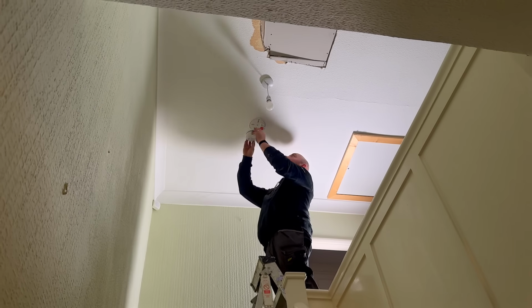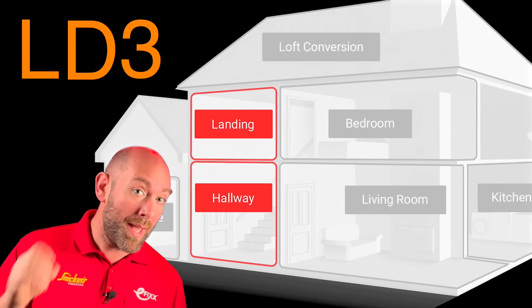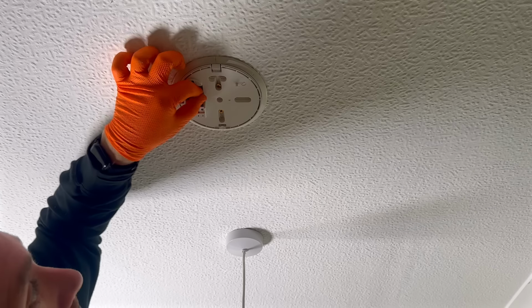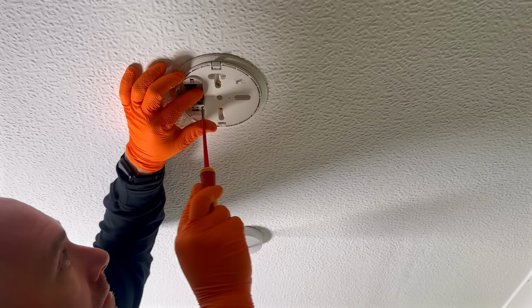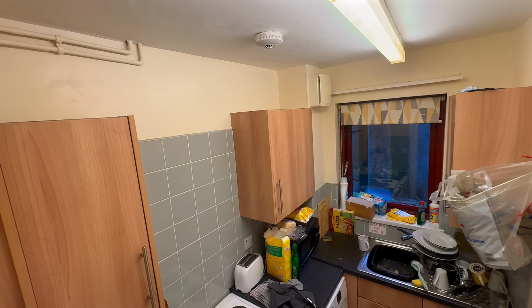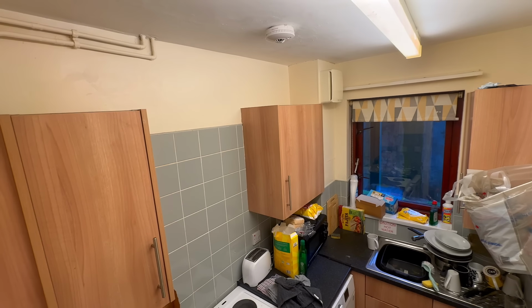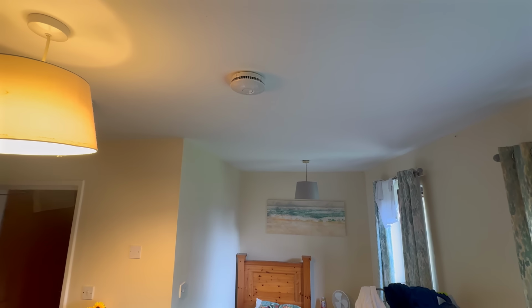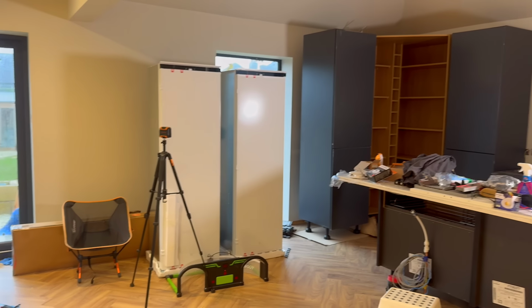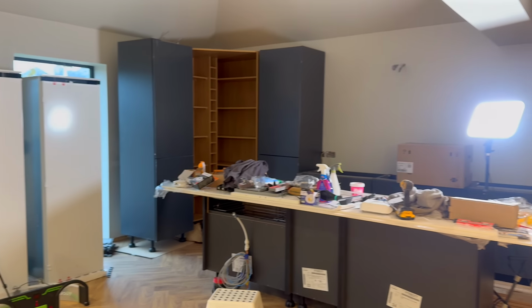Okay, so on to LD categories. These define the coverage of detection within a property. LD3 is the most basic level of life detection. Detection is provided only in the circulation spaces that form the escape routes, such as hallways and landings. LD2 provides detection in escape routes and in rooms that present a higher risk of fire starting. This normally includes the kitchen and may include living rooms or other higher risk spaces depending on the layout and use of the property. LD1 is the highest level of protection. Detection is provided in most rooms and spaces within the dwelling, excluding bathrooms and low risk areas.